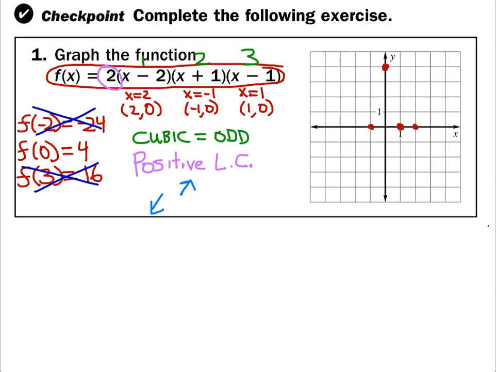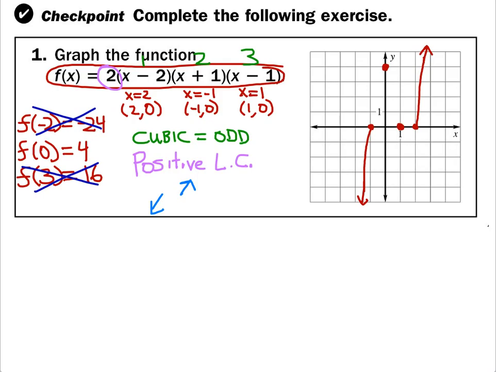Well, with that information, we can go ahead and toss in the arrows. Now, you'll notice I put the arrows pretty close to those points, and that's because we know that f of -2 is -24, so it has to fall off of the graph before the x value goes to -2. And then likewise, f of 3 is 16, so it has to climb out of the graph before the x value gets to 3.